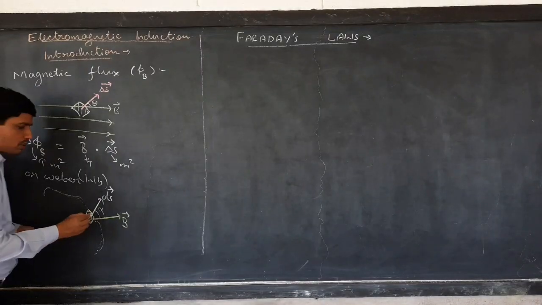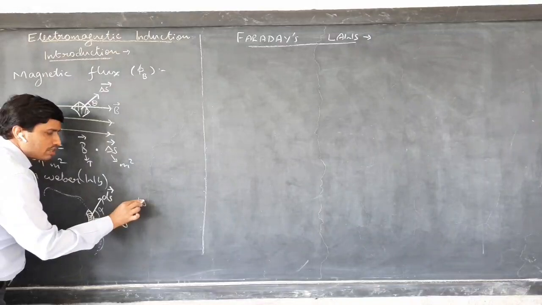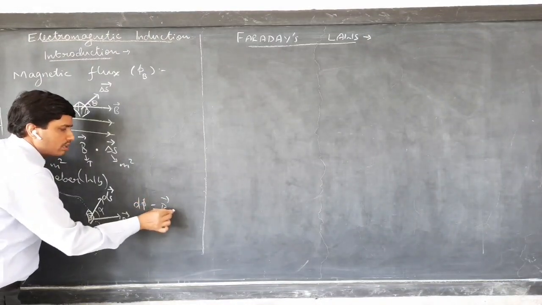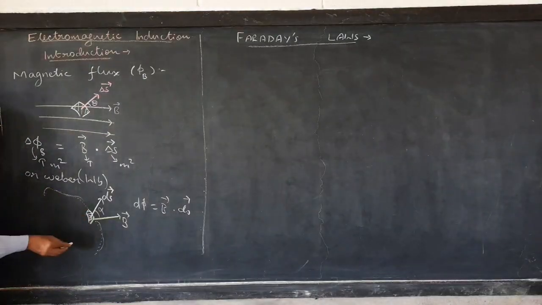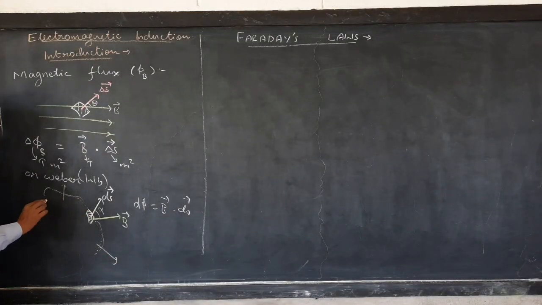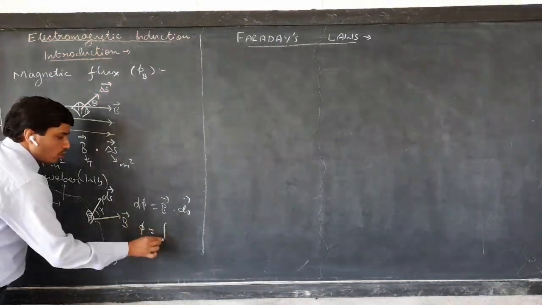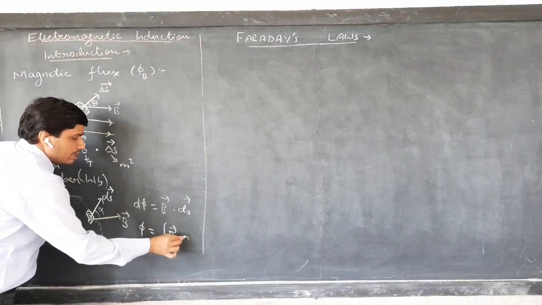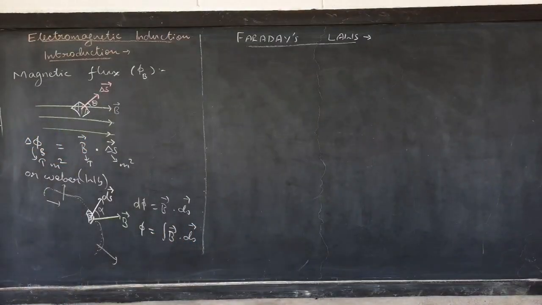Then the flux through this particular shaded surface we will write as d phi, and that will be B vector dot dS vector. And therefore the flux through the entire surface, here the magnetic field can be in different direction, here the magnetic field can be in different direction, and so on. So the flux through the entire surface will then be obtained by simply integrating this expression over the entire surface of the object or the loop or the conductor.